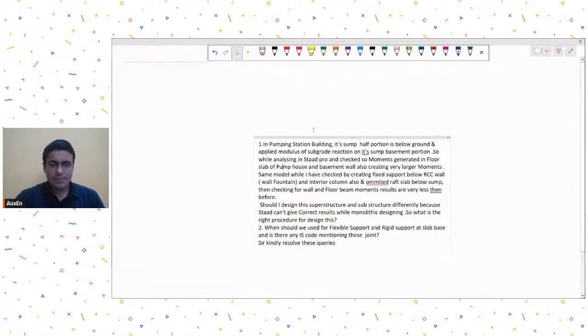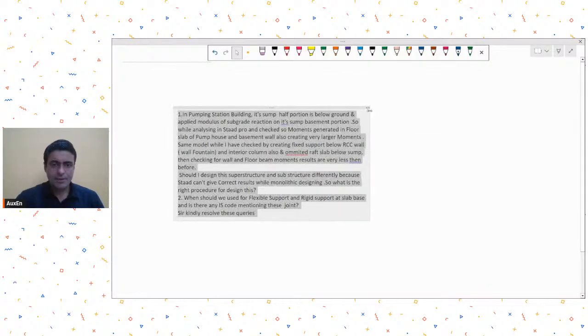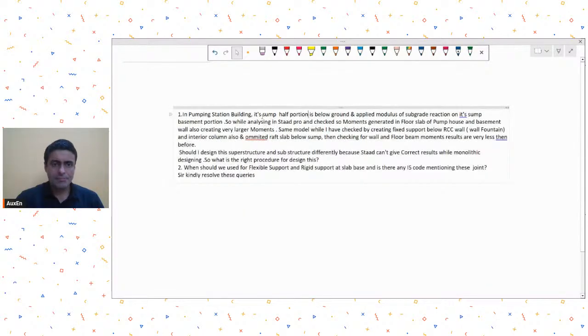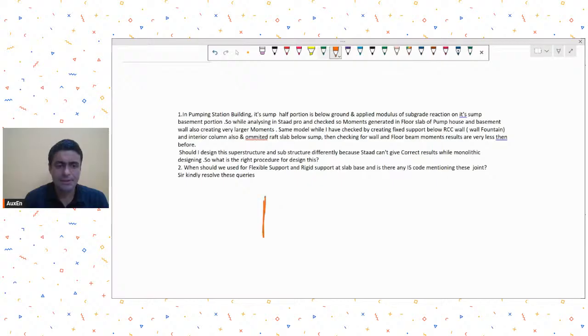Okay, so his query is: in a pumping station building, it's a sump, half portion is below ground, and applied modulus of subgrade reaction on its sump basement portion. So I think what he's saying, let's say this is a pump room, and then they have a sump like this. Sump means it's a pit, that's why I have shown it like this.